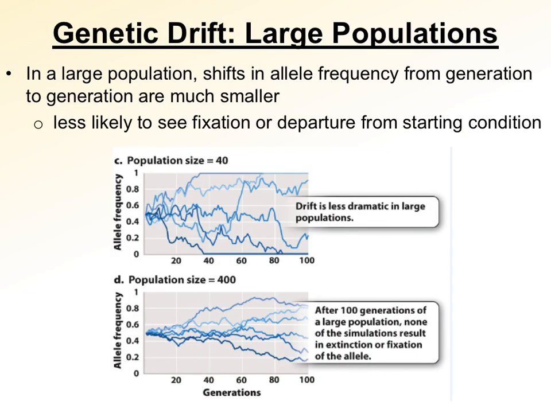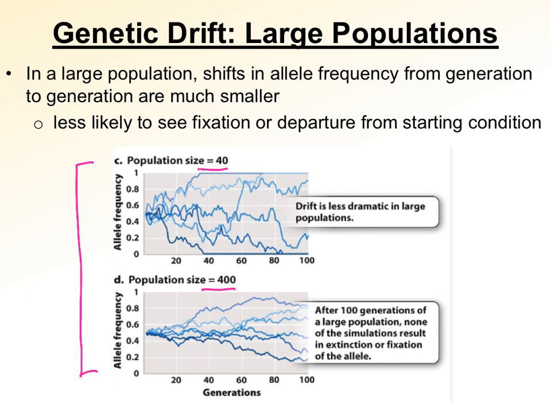Whereas when you have a large population, shifts in allele frequency tend to be much smaller. So you don't see a lot of fixation taking place in these populations. And in fact, you do maybe a little bit of fixation at population size 40, but when you all of a sudden get to population size 400, you no longer see that fixation. So the bigger the population is, the less likely you are to see these dramatic shifts and departures from where you started.